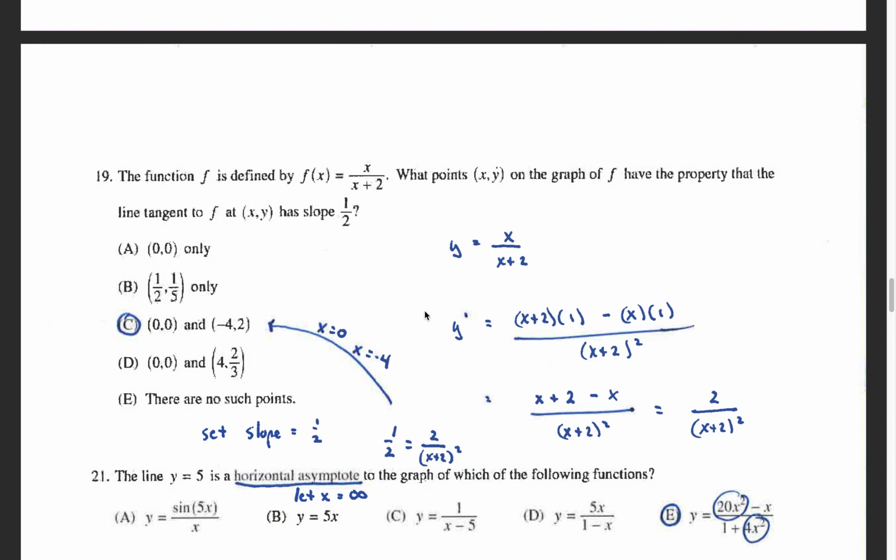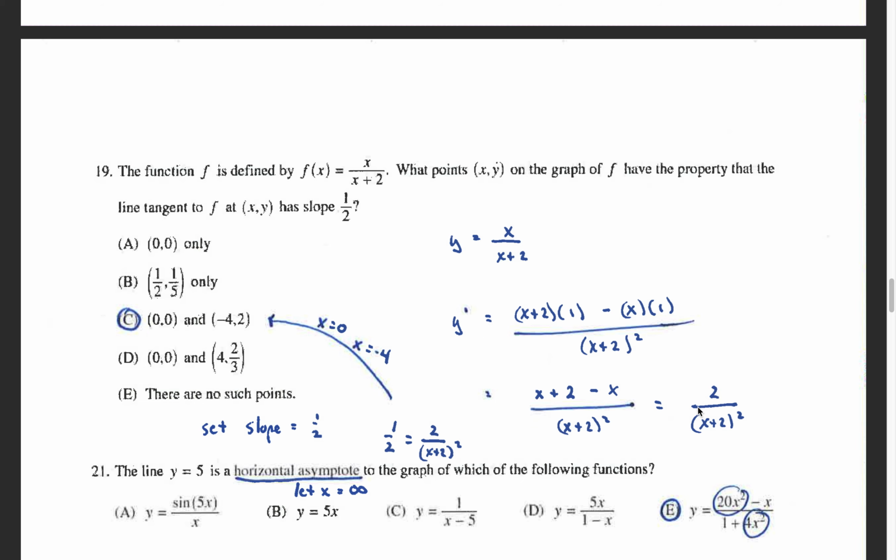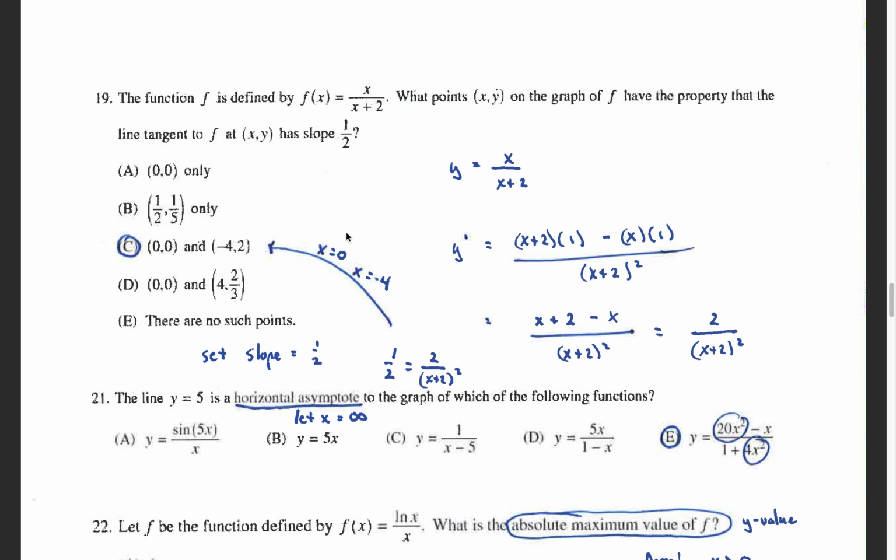Okay, so we want the tangent line to have a slope of 1/2. So this is quotient rule. I took the derivative, which is kind of ugly. I simplified it. I set the derivative equal to 1/2, and I found the x values that made that happen. And it asked for what points, so I did use the x values and plugged it back into the original function to find the corresponding y values. Again, if you want the line tangent to have a slope, that's just saying set the derivative equal to 1/2.